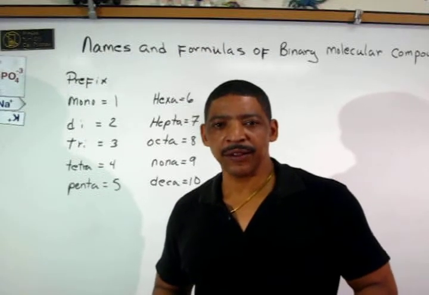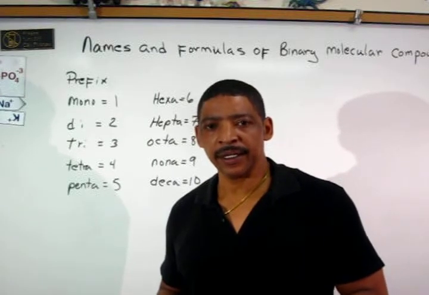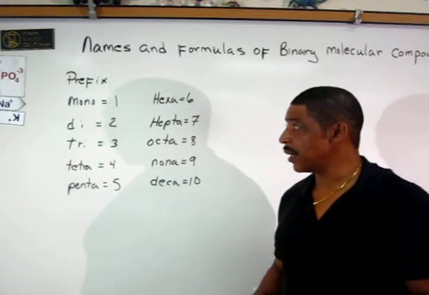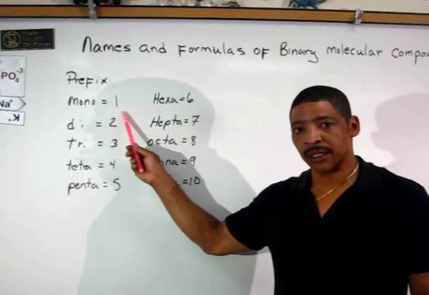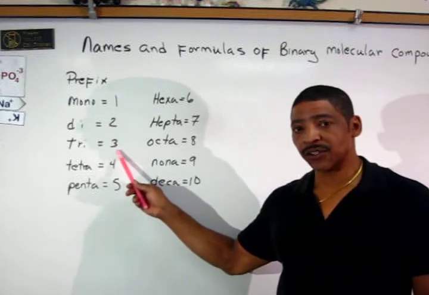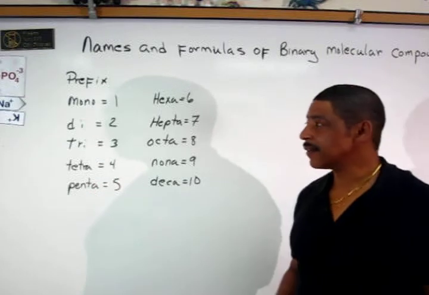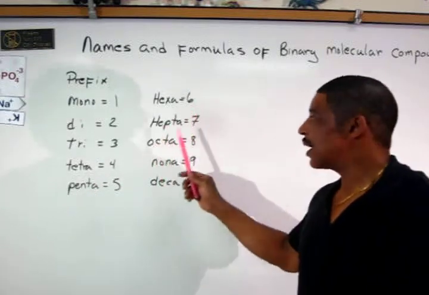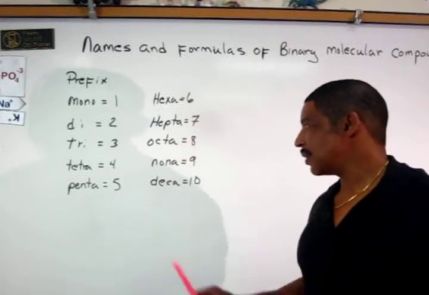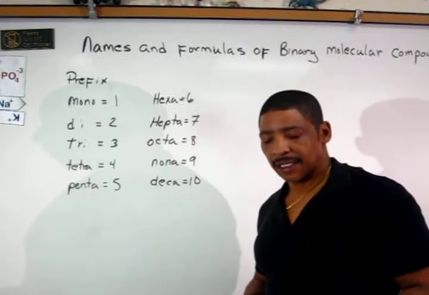Before learning to write these formulas, let's first review the prefix used when naming binary molecular compounds. The prefixes are as follows, where mono equals 1, di equals 2, tri equals 3, tetra equals 4, penta equals 5, hexa equals 6, hepta equals 7, octa equals 8, nona equals 9, and deca equals 10.